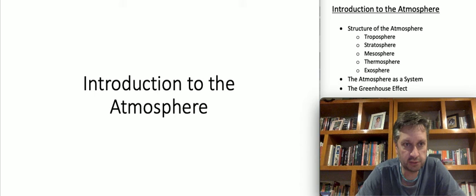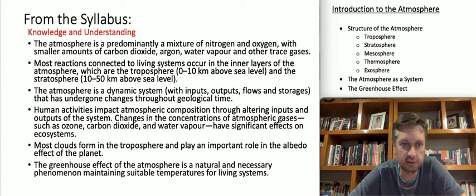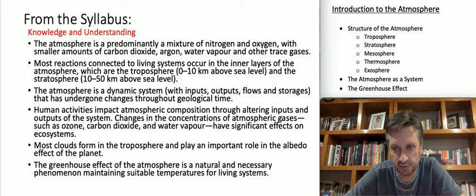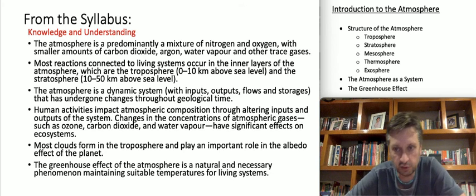I'll move on quickly because I want to show you the syllabus statements for topic 6.1. I've just pasted them in here. All right, going through them quickly. So the syllabus says, number one, we need to consider that the atmosphere is predominantly a mixture of nitrogen and oxygen with other gases present. That's referring to the bottom layers of the atmosphere where we live, largely the troposphere. Most reactions connected to living systems occur in those bottom layers, the troposphere, and above it the stratosphere. Largely the troposphere, that's the place where living things largely live.